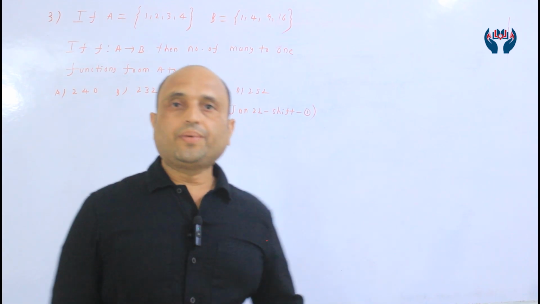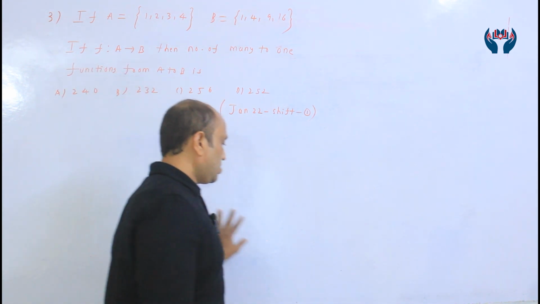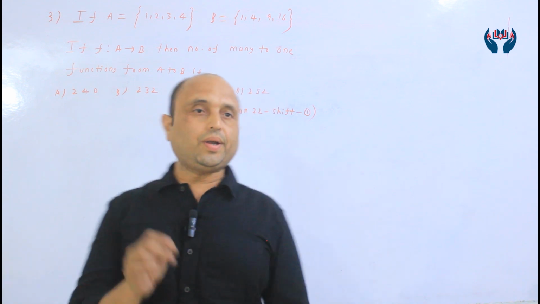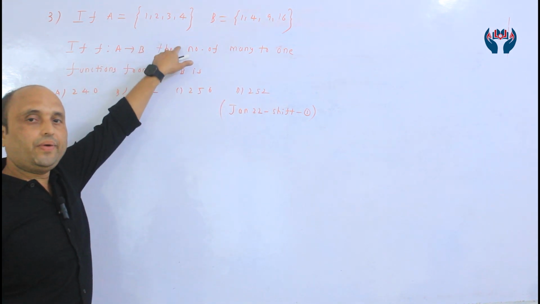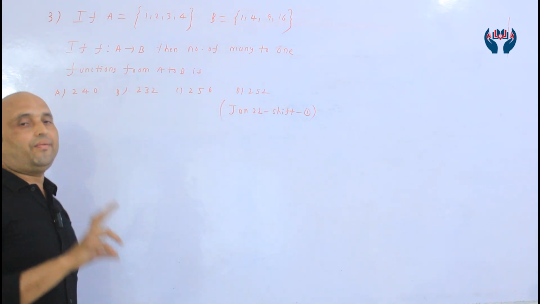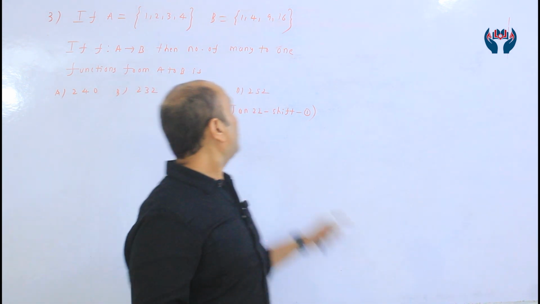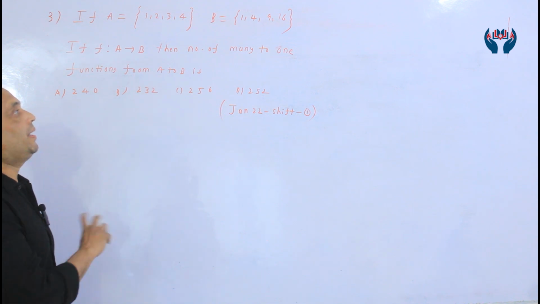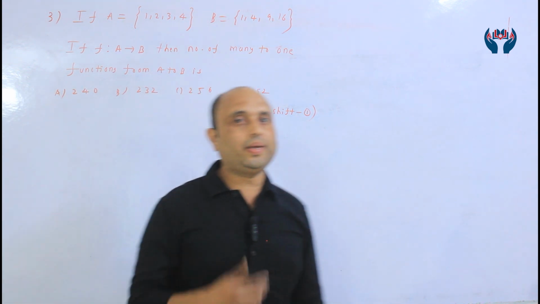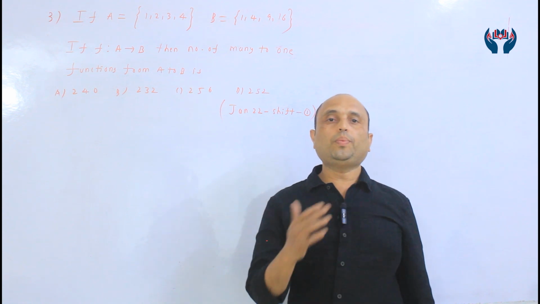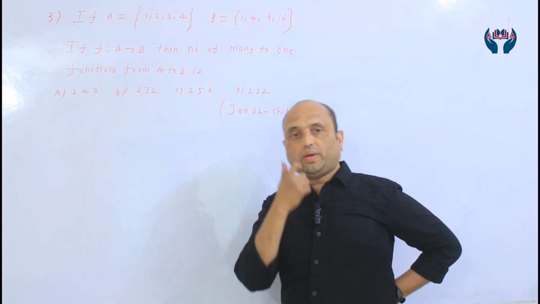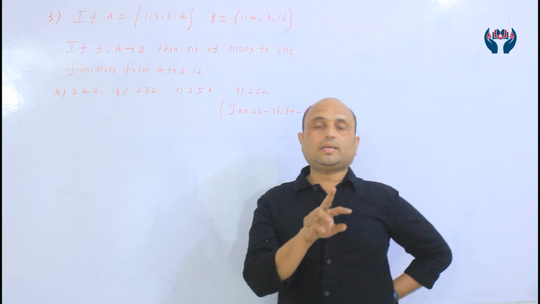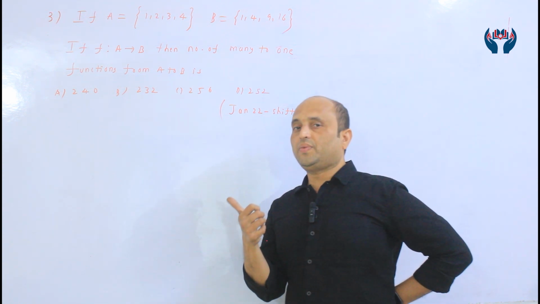So the third question is from functions, sets and relations. This is the question: if A is equal to {1, 2, 3, 4}, one set is given, and the second set B is {1, 4, 9, 16}. If f maps A to B, then we want to find the number of many-to-one functions from A to B. Already two sets are given: A is one set, B is another set.